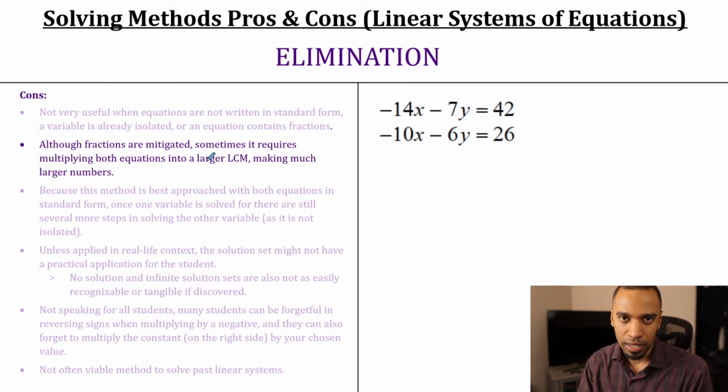Although fractions are mitigated, and we talked about that, fractions are mitigated here. Sometimes it requires multiplying both equations into a larger least common multiple, making much larger numbers. What I mean by that is, if you're going to try and solve using elimination here, we got to line these things up so they are additive inverses. Well, do you know what the least common multiple of the numbers 10 and 14 is? It's 70. And you'd have to know that.